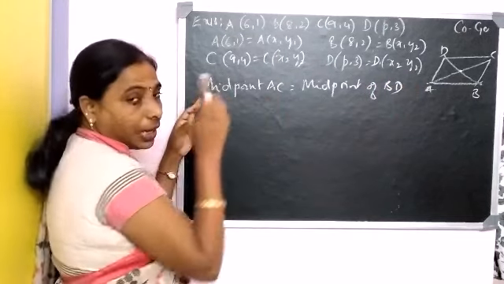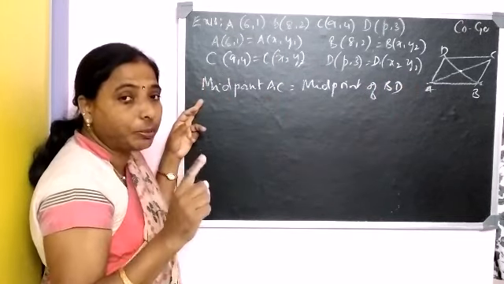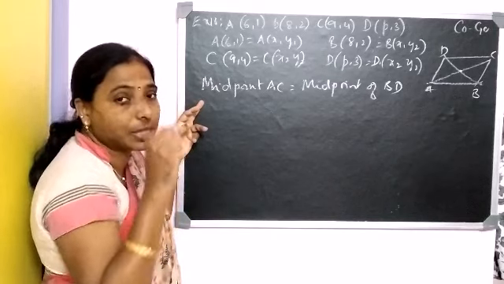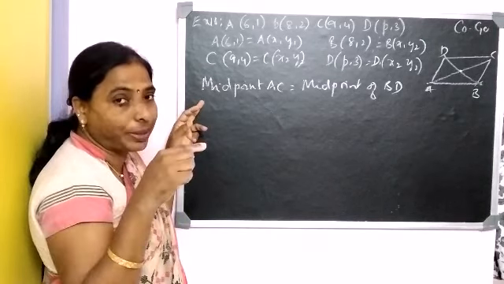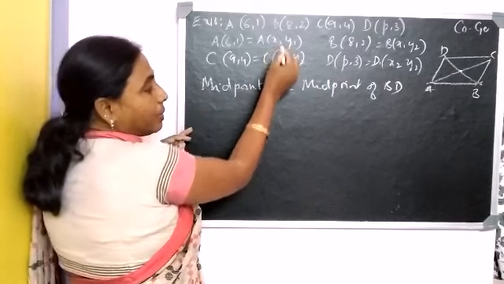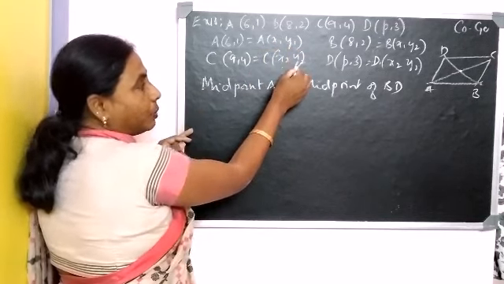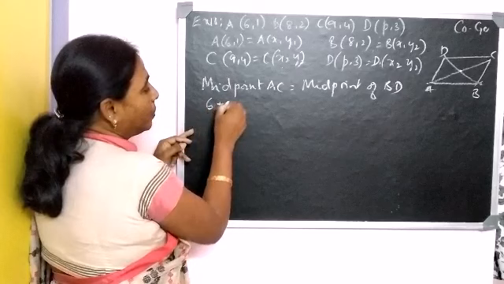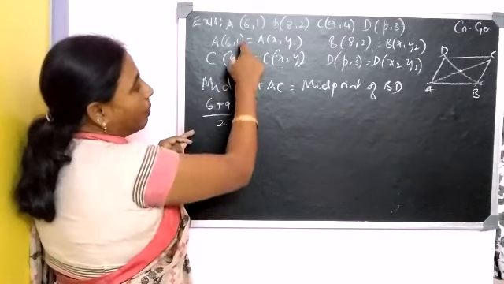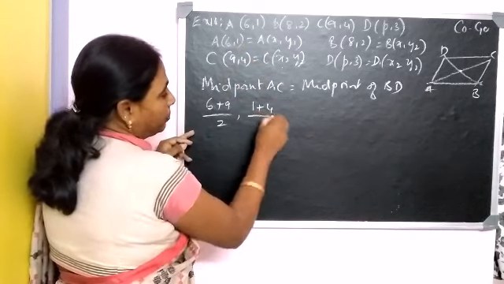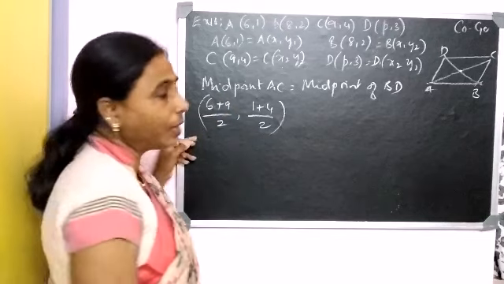Now, midpoint. I have told you how to find the midpoint. Midpoint is taken as (x1 plus x2)/2, (y1 plus y2)/2. That means here, (x1 plus x2)/2, (y1 plus y2)/2. That is (6 plus 9)/2 and (1 plus 4)/2. It's a direct one. Okay.